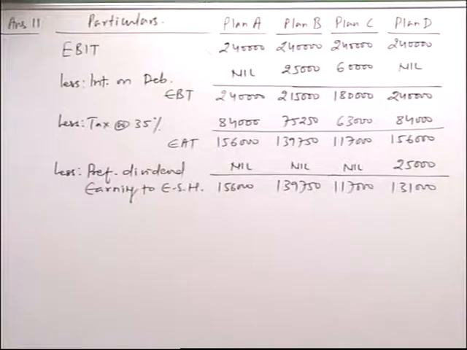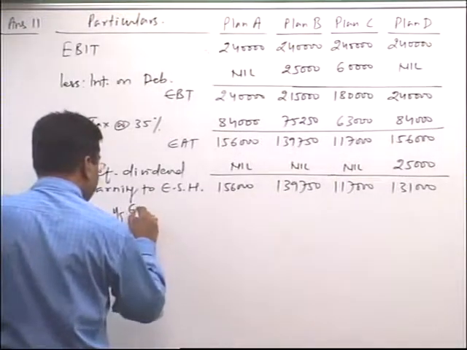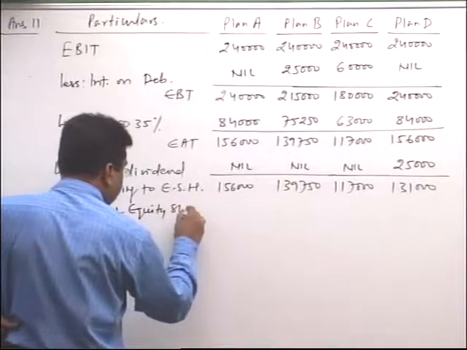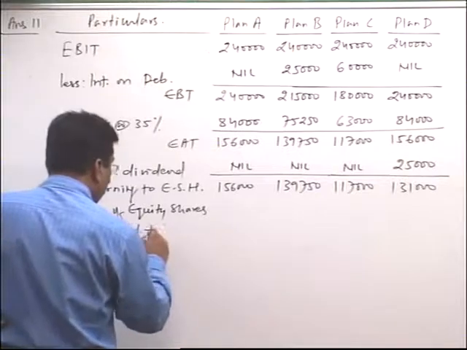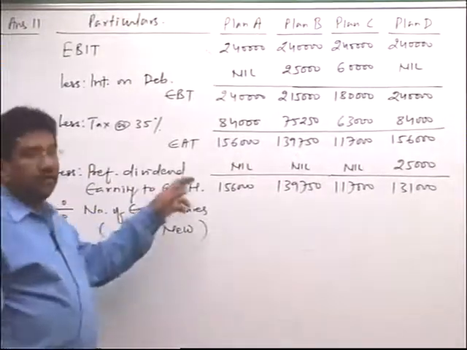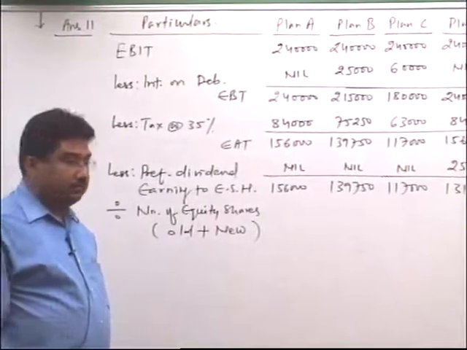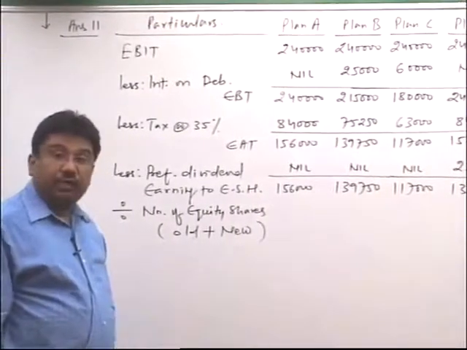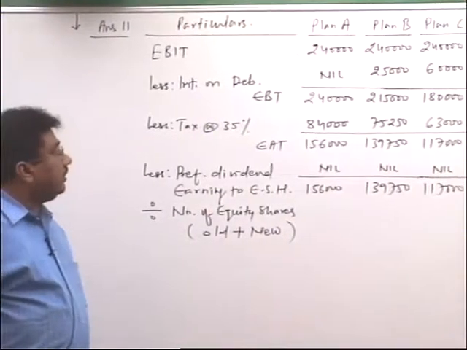Now divide this earning available to equity shareholders by the number of equity shares. When you take the number of equity shares, you should take old equity shares plus new equity shares both. In all four alternatives, the old equity shares are 10,000, but the number of new equity shares, meaning equity shares issued for the additional fund, is differing.